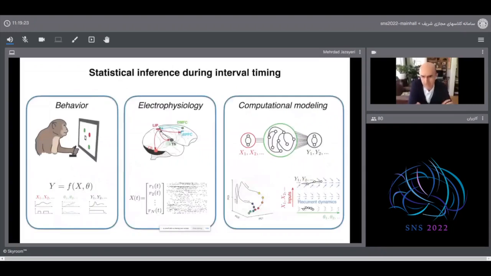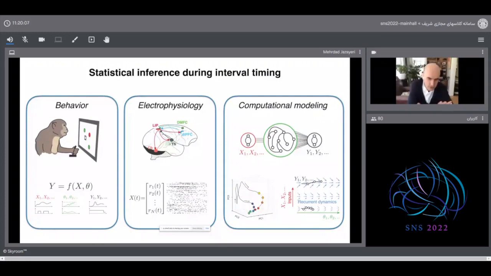Okay, so with that in mind, I want to tell you about a very specific example of this approach in our lab for studying the notion of statistical inference, which we have done in the context of interval timing. So what I will be telling you is a project that involves several components, involving training and behavioral studies in non-human primates, where we ask them to do certain tasks, and those tasks involve taking advantage of statistical regularities in the environment, and also performing in the context of a timing task.